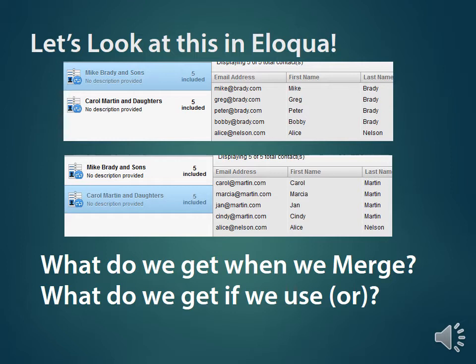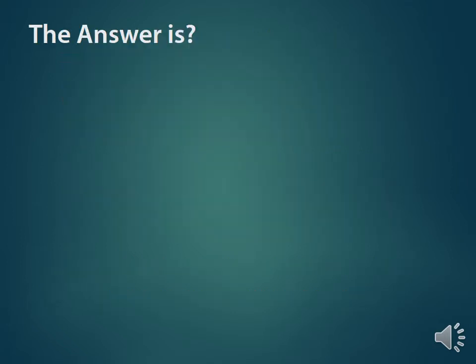What number do I get if I add the two of these together? So think about this. I'm going to take the 5 Mike Brady and Sons plus Alice and the 5 Carol Martin and Daughters. And simplistically, you'd think, oh, 5 plus 5, that's 10. If you're thinking that, you're going to be wrong. What is the answer? Well, a lot of you figured this out.